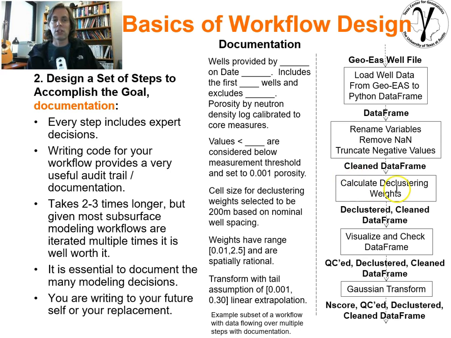Declustering, we performed declustering. We just said, okay, we did declustering. But if you're doing cell-based declustering, the cell size is essential. It's a critical part of the declustering operation. And so we can defend that here. Cell size was selected to be 200 meters isotropic, I'm assuming here squares, based on a nominal well spacing. There were some more or less evenly spaced wells, and then there was some infilling or something like that.